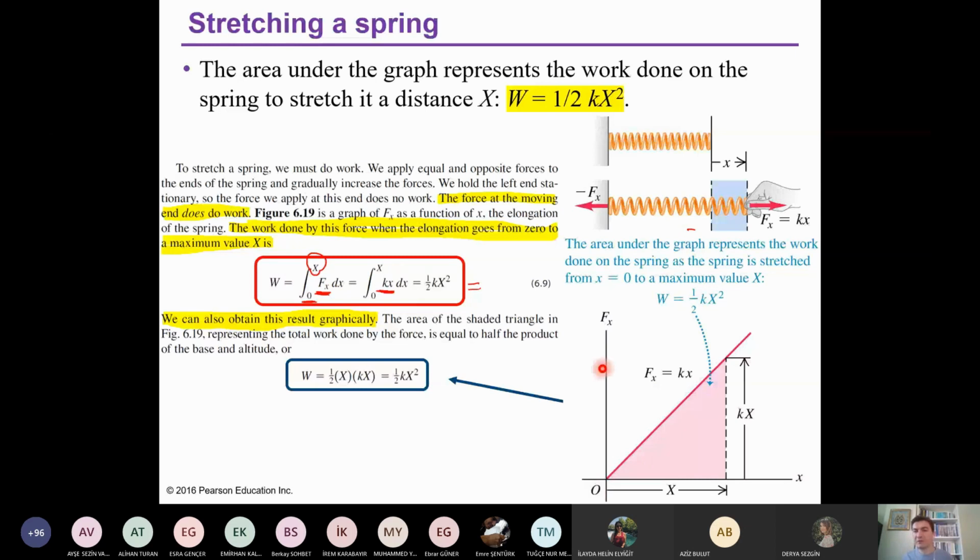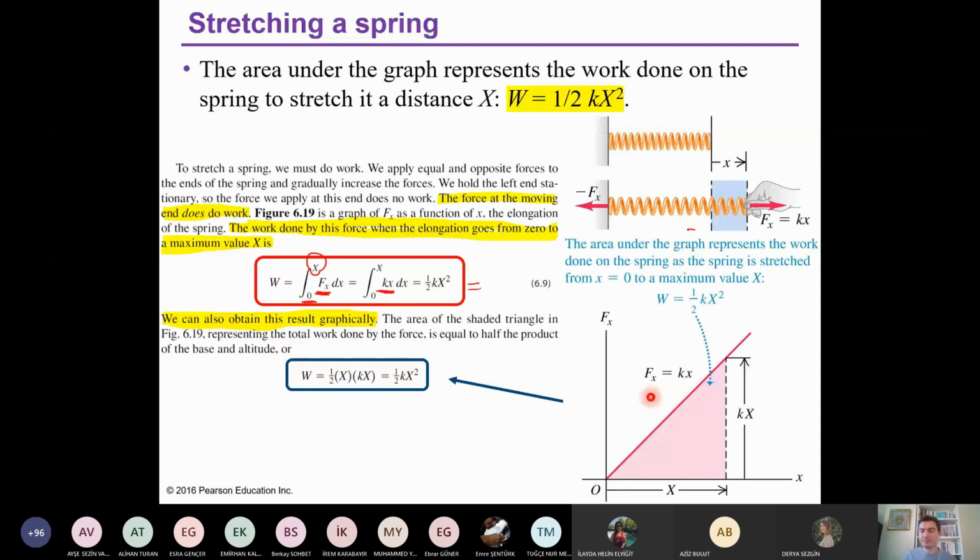So what about the force? Force is given by k times x. So if you increase the x, then F is increasing. So we have this type of relation for the force. And the area under this curve will give us this relation. Okay, if you multiply 1/2 kx and x here, then you will get this result. Just from the geometry, you can get this area here. This is the work done by this varying force.